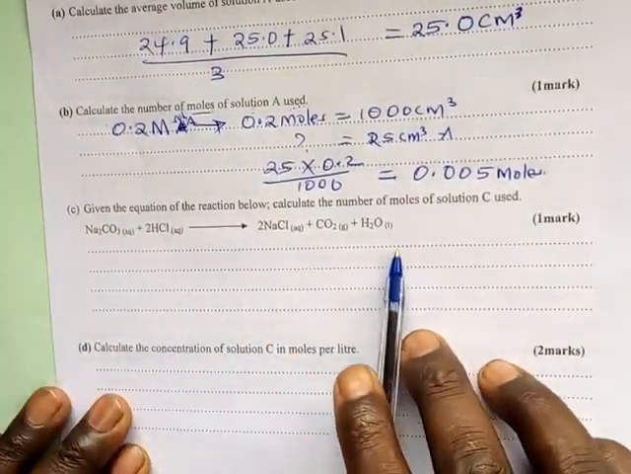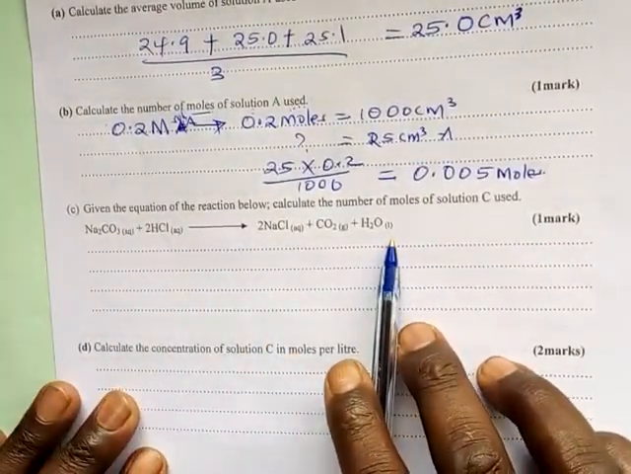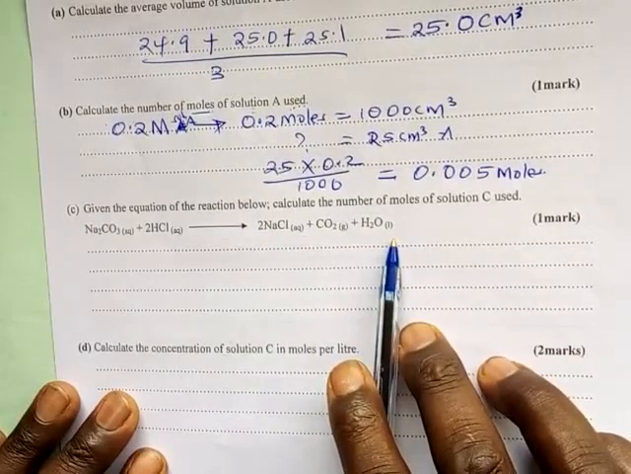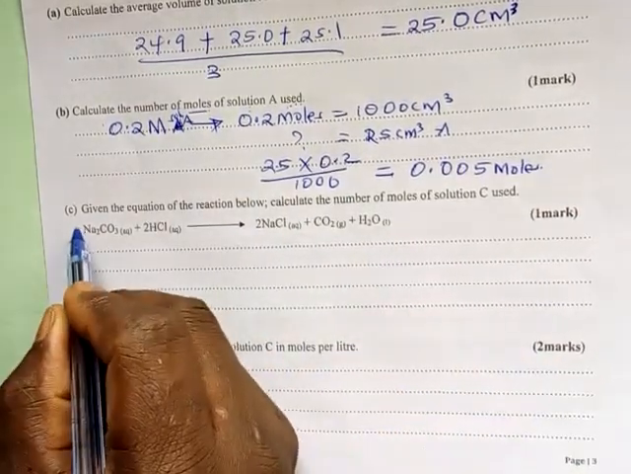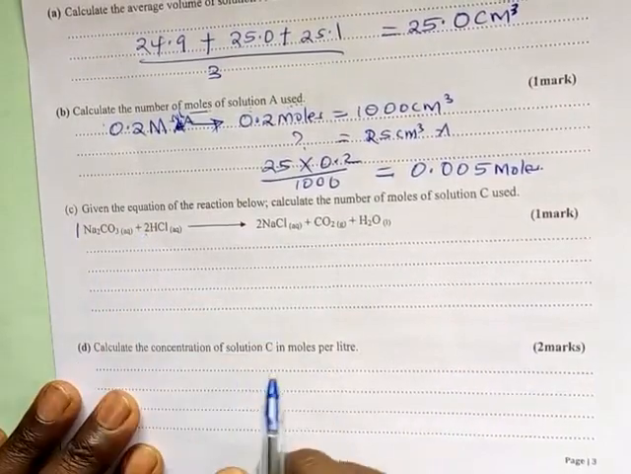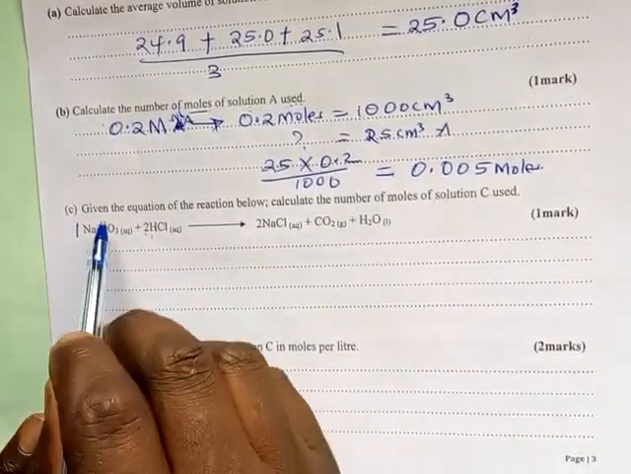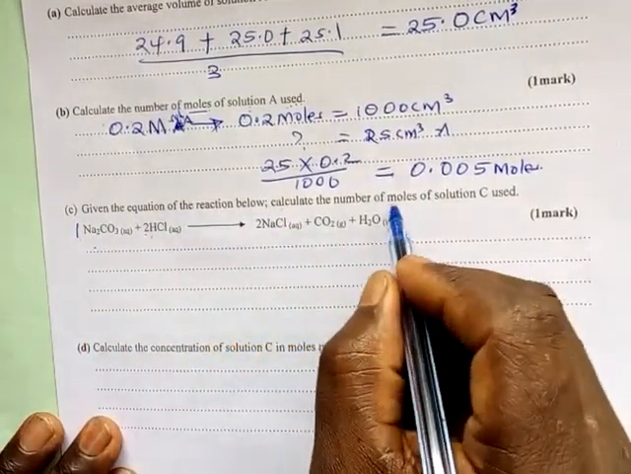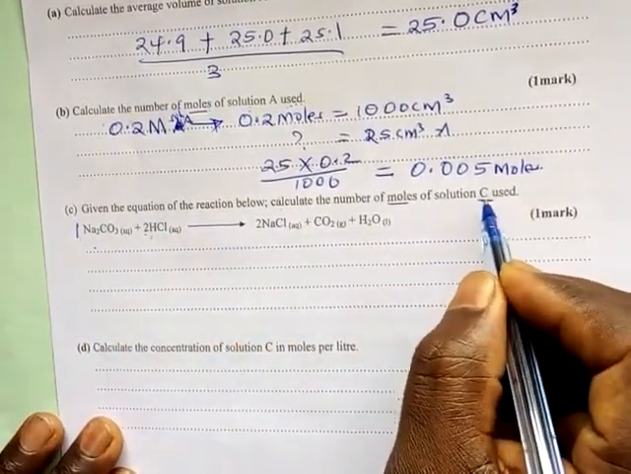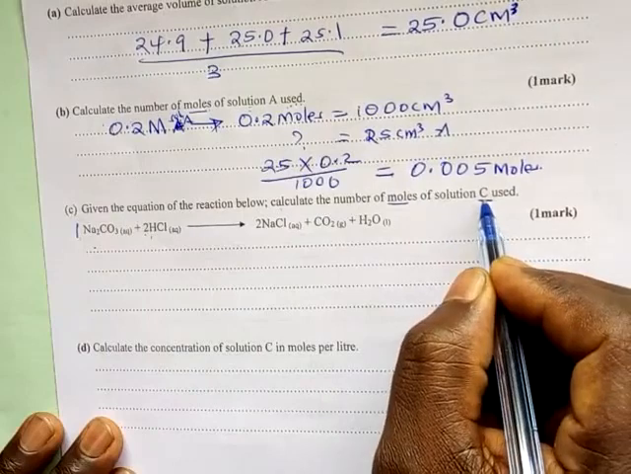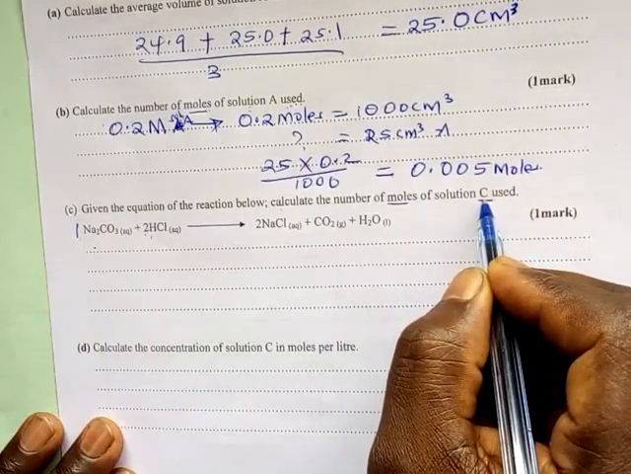They have given us the equation. This equation you are supposed to write yourself, but now, thank God, they have given it to us. You can see that the ratio is 1 to 2. The carbonate ratio is 1 and this is 2. So given the equation below, calculate the number of moles of solution C. Remember, solution C is the sodium carbonate, right?